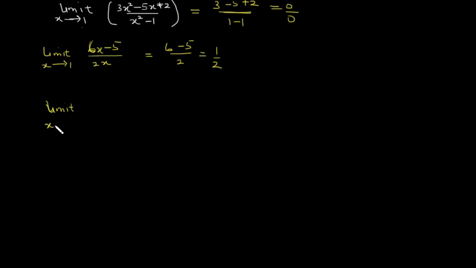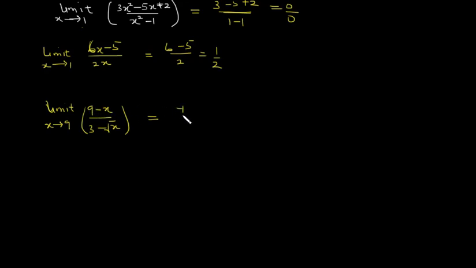Limit as x approaches 9. The function is 9 minus x on 3 minus root x. So you know that substituting 9 into the function gives indeterminate. So what you got to do right now is to differentiate the terms one by one. So we differentiate 9, we have 0.